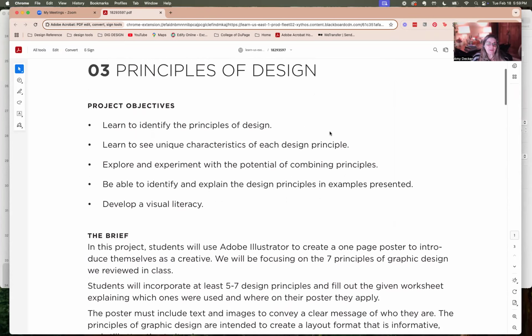So our objectives for the next project is to really have a good understanding of the principles of design, and we're going to implement them in our design. We're going to learn to identify the principles of design that we just went over. We're going to learn to see unique characteristics of each design principle, explore and experiment with the potential of combining principles, be able to identify and explain the design principle in examples presented, and develop a visual literacy.